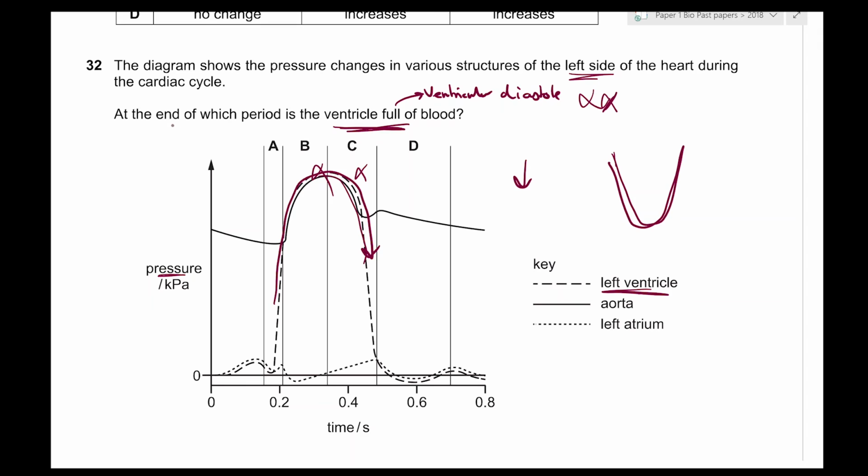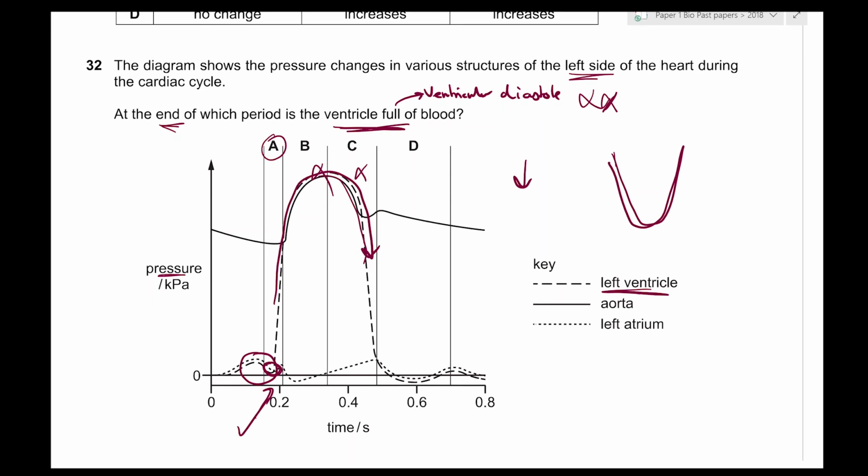Now here it says, at the end of which period is the ventricle full of blood. Right before ventricular systole, there's ventricular diastole. So at the end of A, at a very low pressure, the ventricle is full of blood. So A is going to be the correct answer.